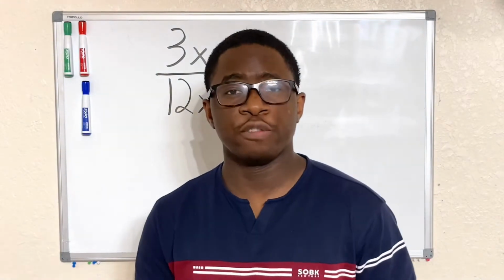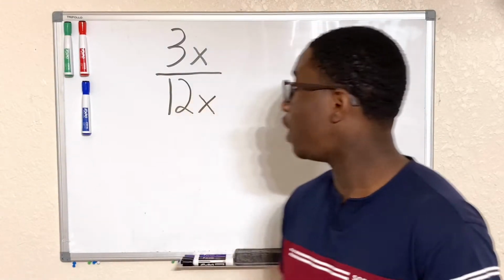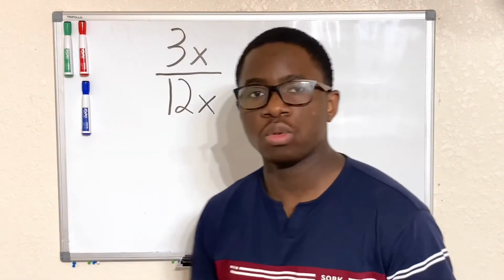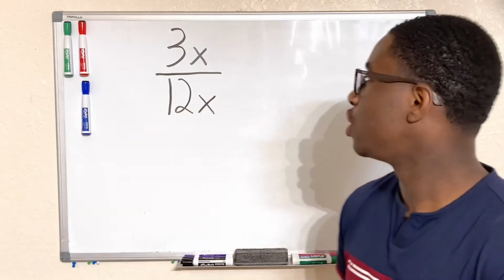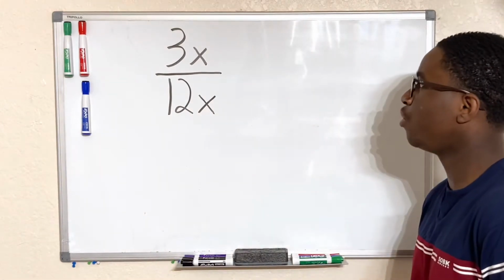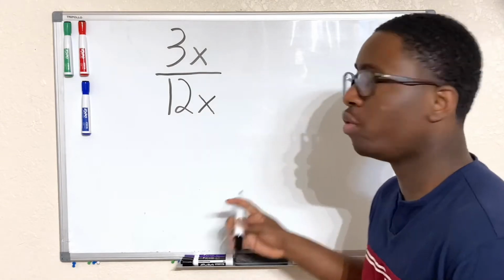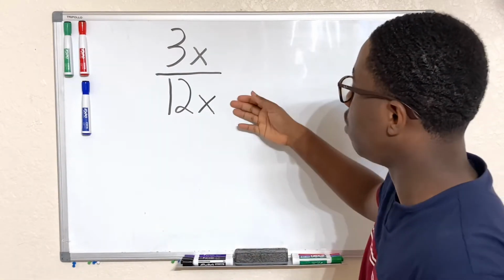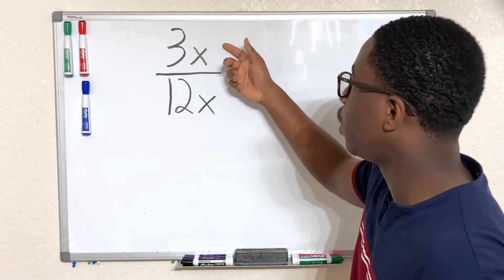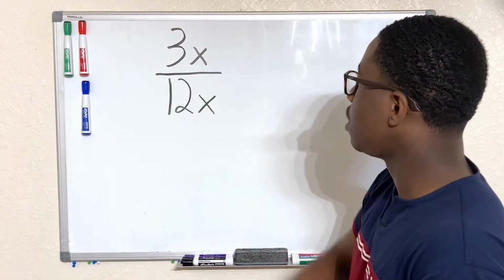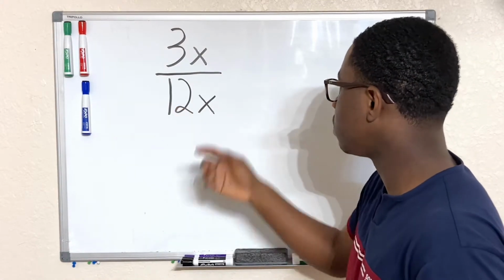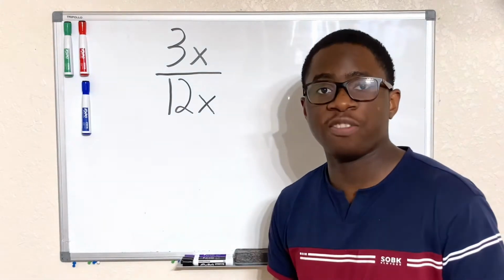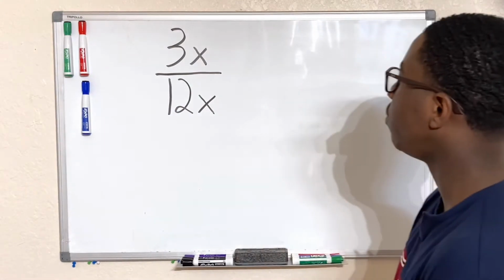Alright, so for our first rational expression, believe it or not, this is a rational expression. We'll start off with something easy. So here we have 3x over 12x. As we said before, a rational expression is a fraction with a polynomial on top and bottom. Here we have our polynomial, 3 being multiplied by x, and here we have 12 being multiplied by x. So we have a full-on rational expression, but how do we simplify it?